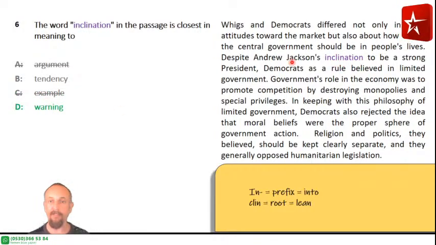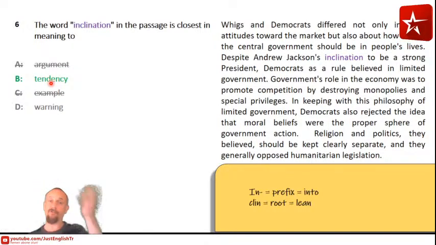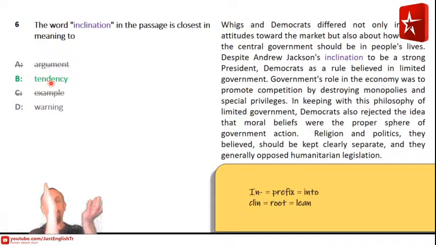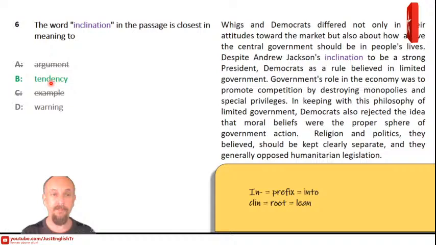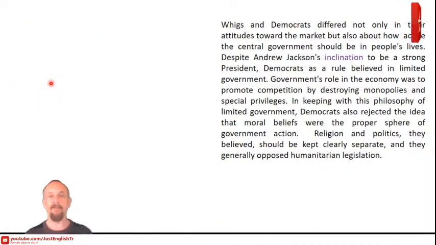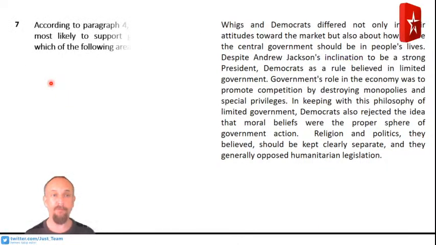Again, I think we can all agree, despite Andrew Jackson's warning to be a strong president, that "threaten" doesn't really go in there. But we do have this idea of... oops, I didn't mark that one out. I knew there was going to be one problem. So tendency: we've got being a strong president, being a weak president, and then he was most of the time a strong president as opposed to a weak president. So tendency is correct. We're going to use the same paragraph, and we're moving on to question 7.